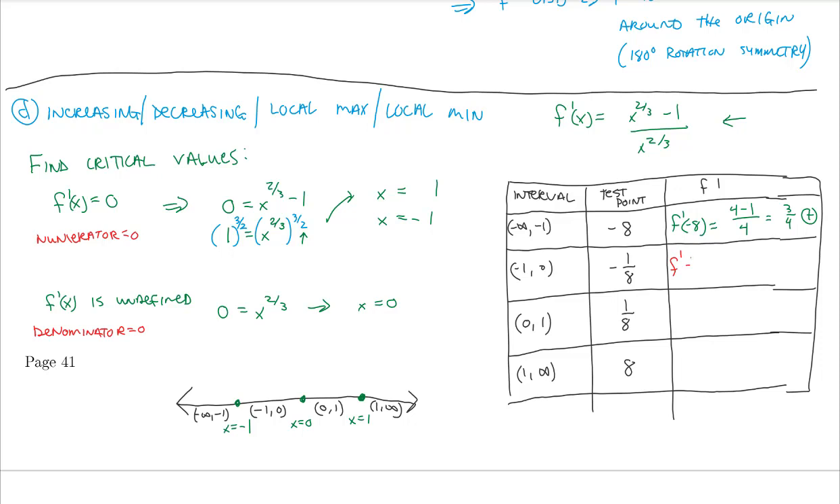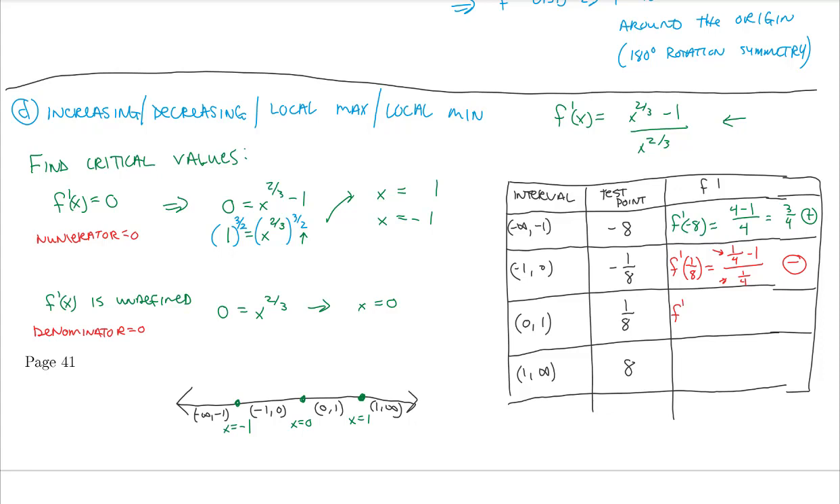And then if we calculate the first derivative at -1/8, this might be a little less comfortable for you guys because it's a fraction, but we're going to get 1/4 minus 1 all over 1/4. And if you take a look at this, the numerator is going to be a negative number and the denominator is a positive number. Overall, we're going to get a negative number there.